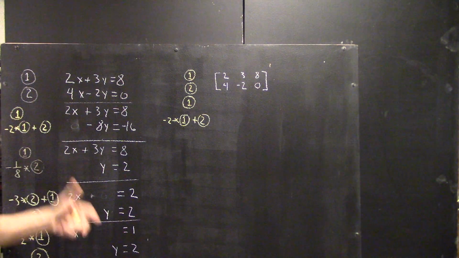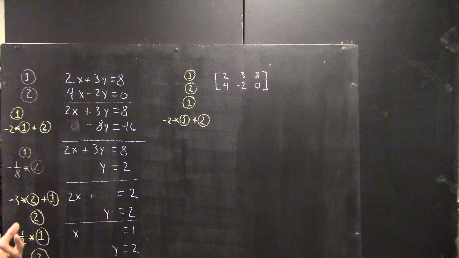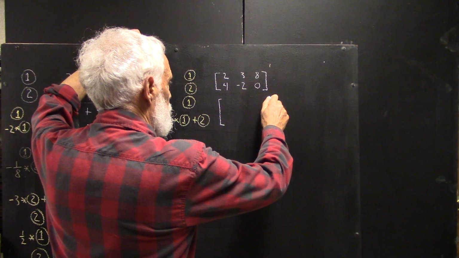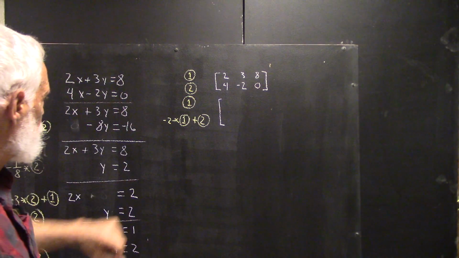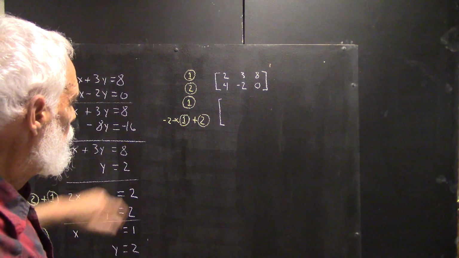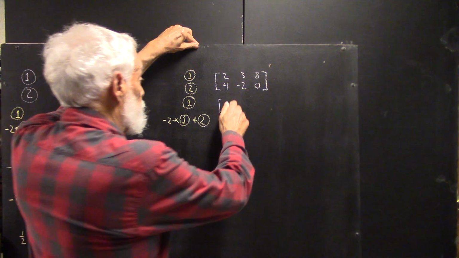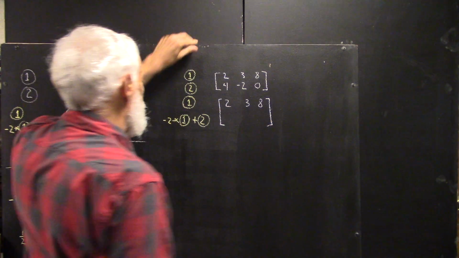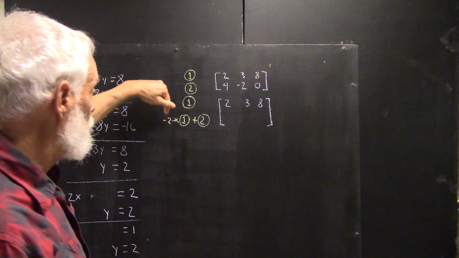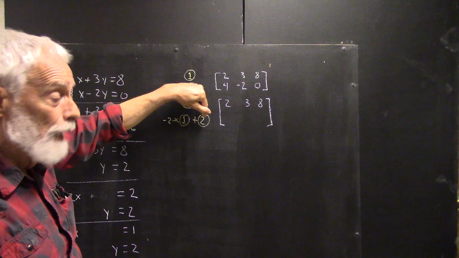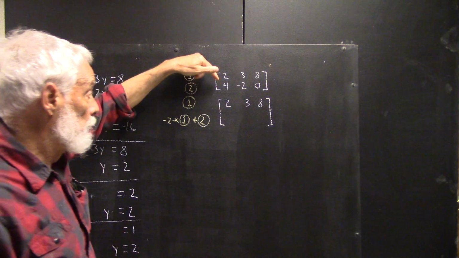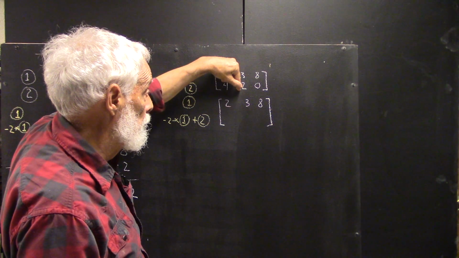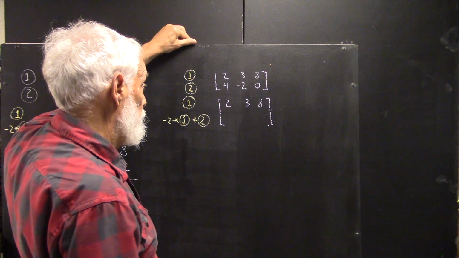But at any step, you know what the result means. And let's just illustrate it. Okay, so I'm going to make the matrix a little thicker in this direction. So the first row is repeated, so we just do 2, 3, 8. The second row is obtained by multiplying negative 2 times the first and adding that to the second. So I'm going to do negative 2 times this and add it to this.